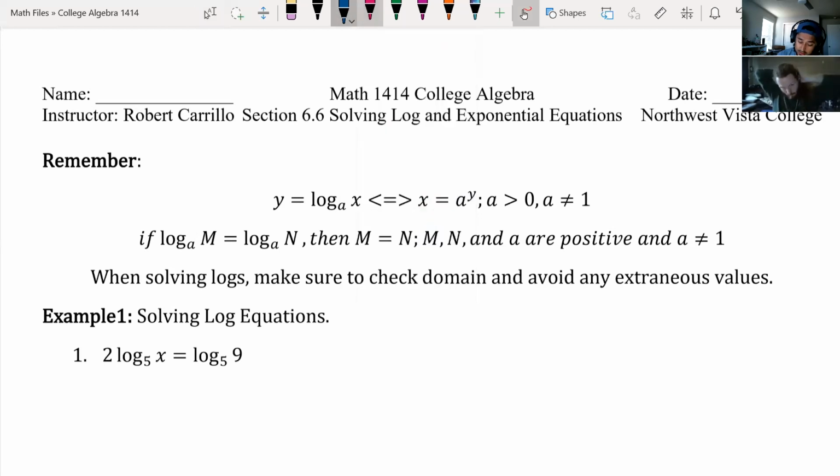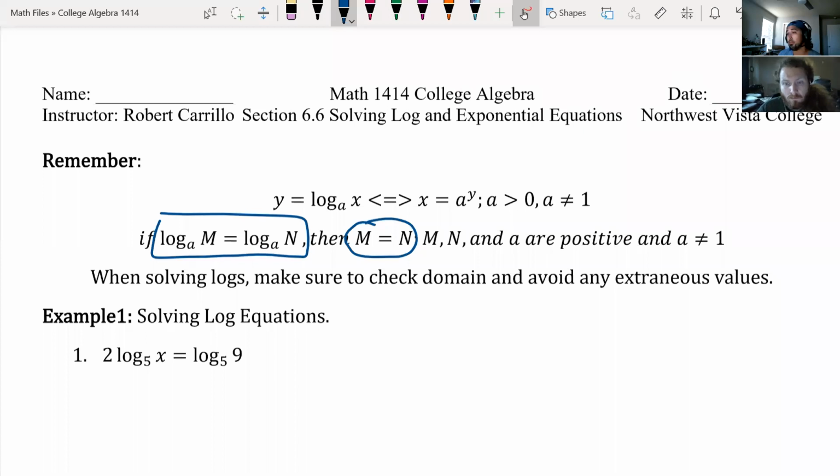So here is, if the log base a of m is equal to the log base a of n, then if the log bases are the same on both sides, all we have to do is set the inside of the logs equal to each other and solve for x, y, z, or whatever variable we are given. So if the log bases are the same, we set the insides equal to each other and solve.